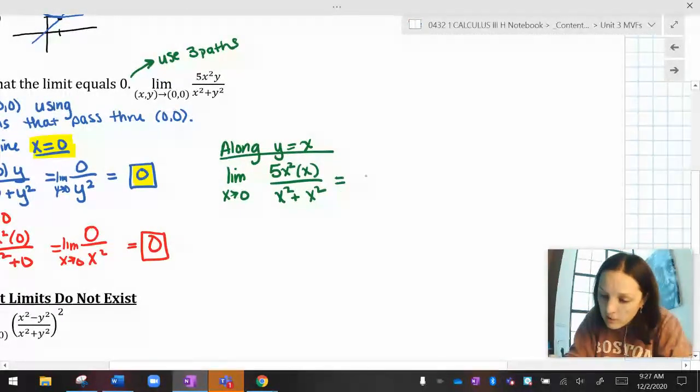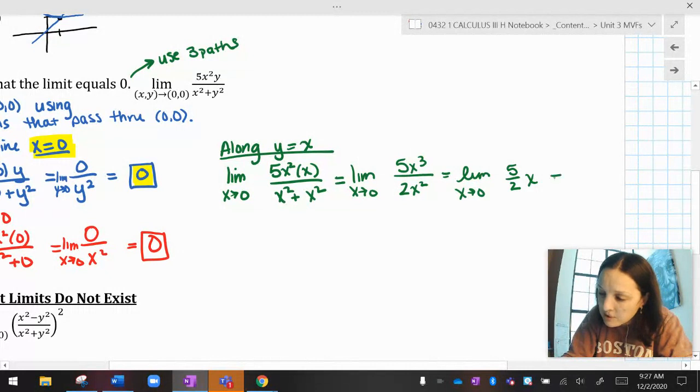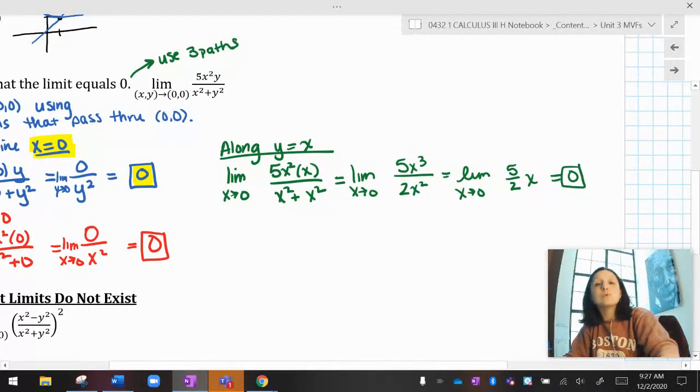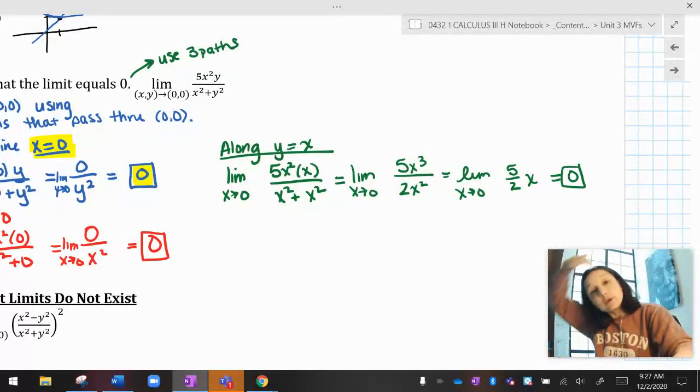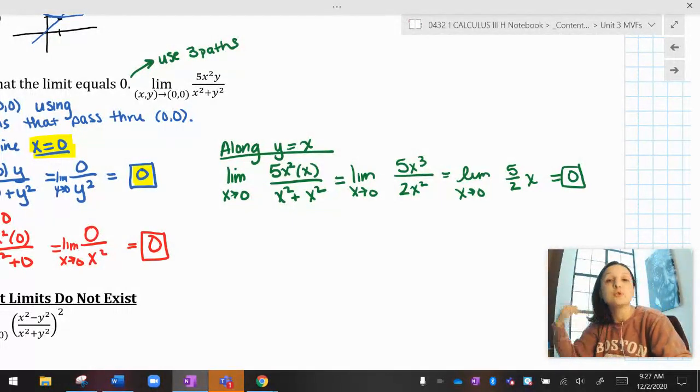Okay, so now I have the limit as x approaches 0 of 5x cubed divided by 2x squared, which is the limit as x approaches 0 of 5 halves x, which is also 0. Okay? So if you know what a limit is going to equal, what you want to do is approach it along a couple different paths and show me that you all get that same value for all your different paths.